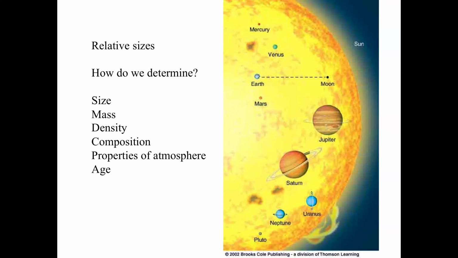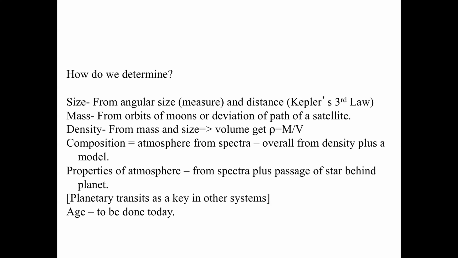The relative sizes: they're all much smaller than the Sun, and as you see, the gas giants are giants for a reason. They're very much larger than the Earth and the other inner planets. How do we determine their properties, the size, mass, density, composition, properties of the atmosphere, and age? Well, these are determined in a variety of ways.